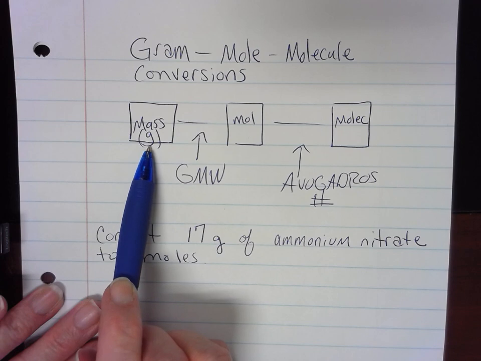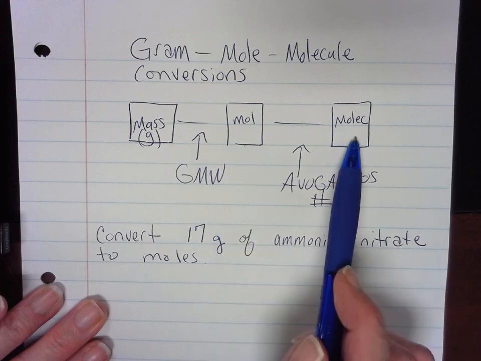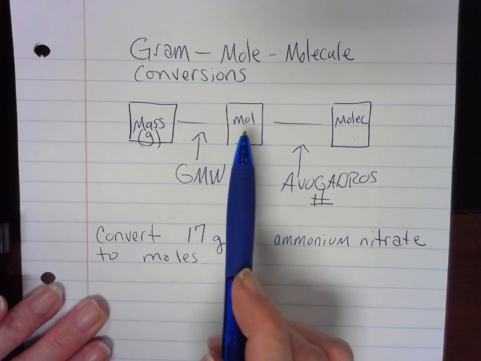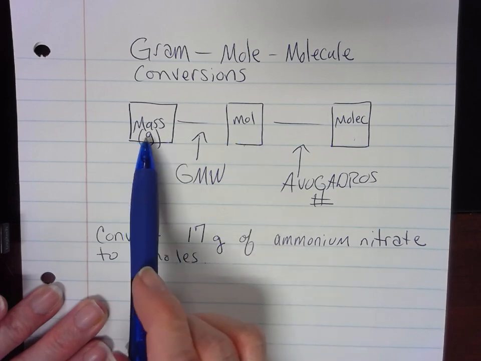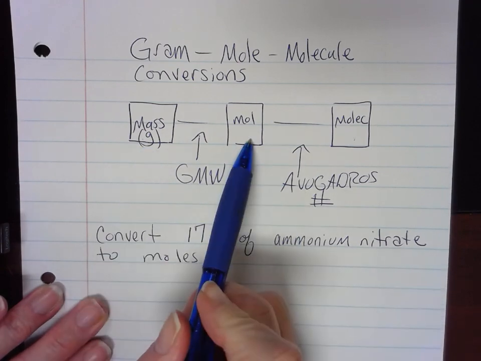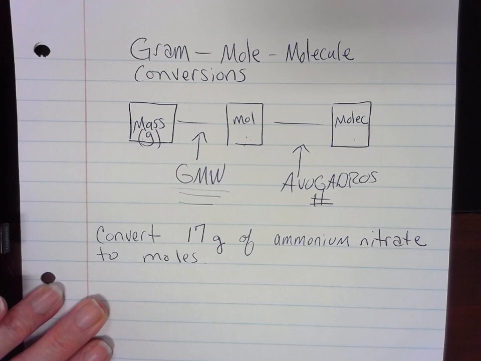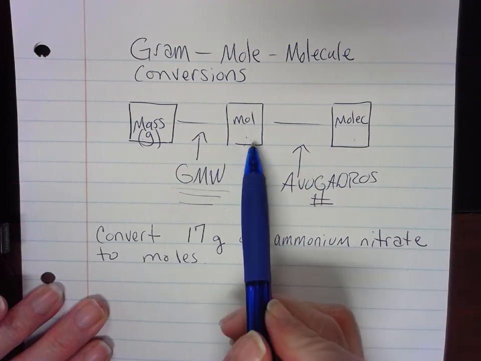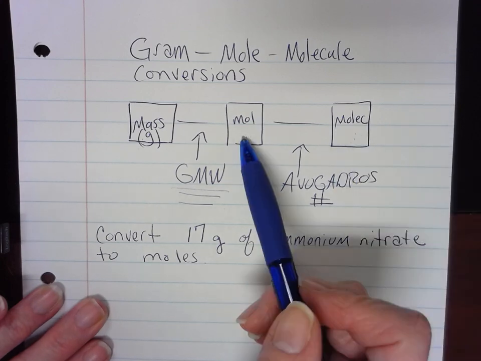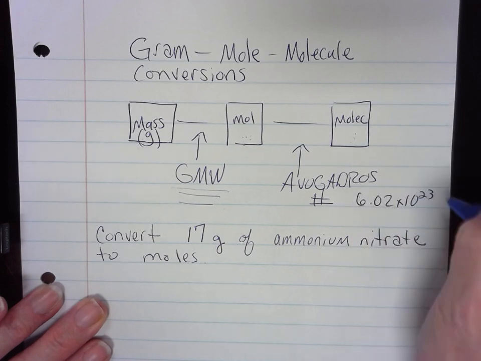to moles, or from moles to molecules, or we can go this way. We can go molecules to moles, or we can go from moles to mass. So if you're going from mass to moles or moles to mass, you have to calculate your GMW, or your molar mass. If you're going from moles to molecules or atoms, whatever the case is, or molecules back to moles, you have to have Avogadro's number. 6.02 times 10 to the 23rd is Avogadro's number.